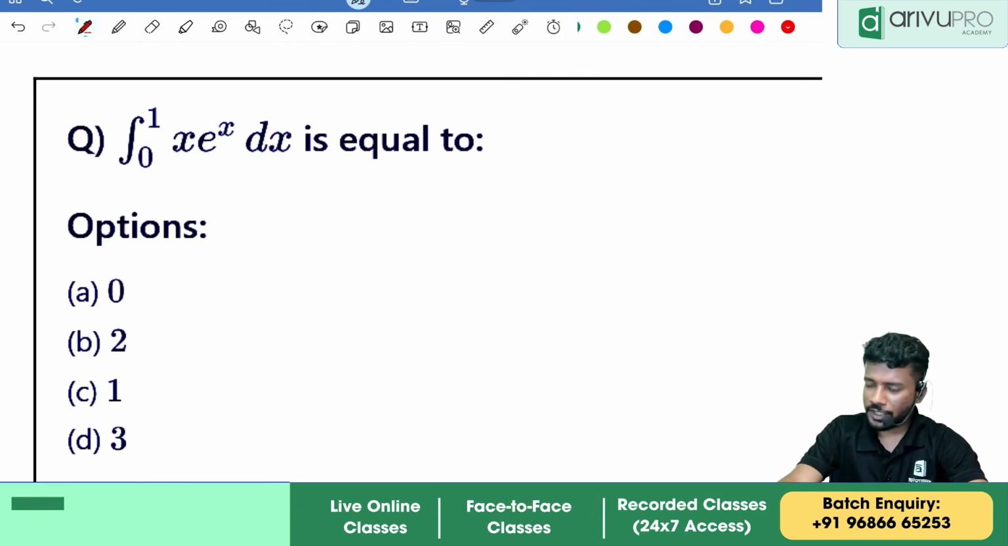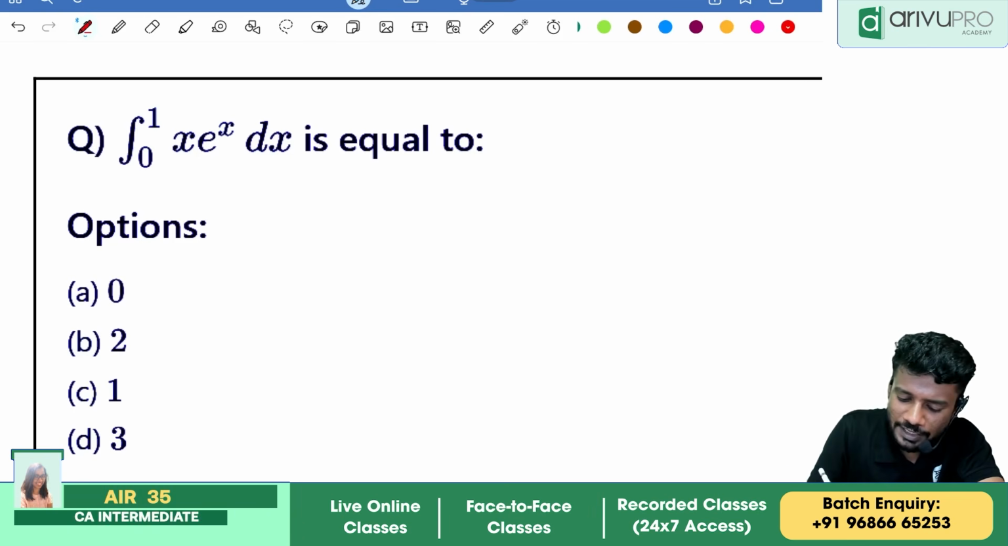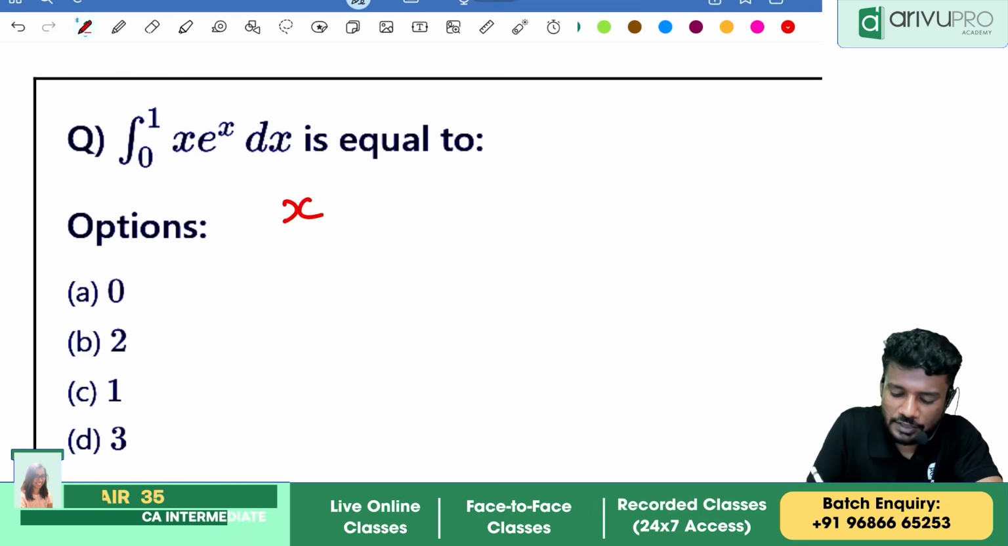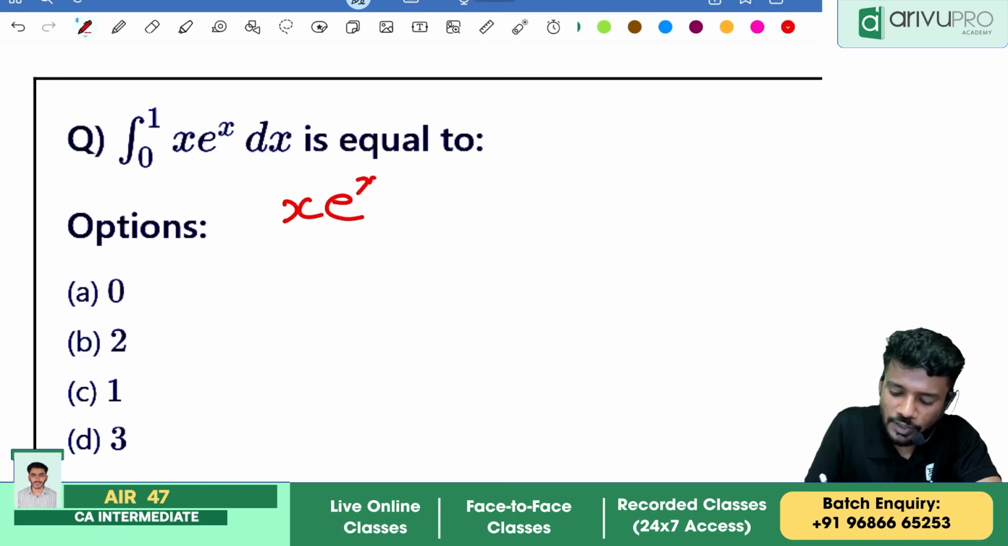Yes, algebraic is given. Then only the third one is coming. So what is integration by parts? First we will integrate. What is the first function? The x. Then the integral of e raised to x is how much? E raised to x, minus the derivative of x.